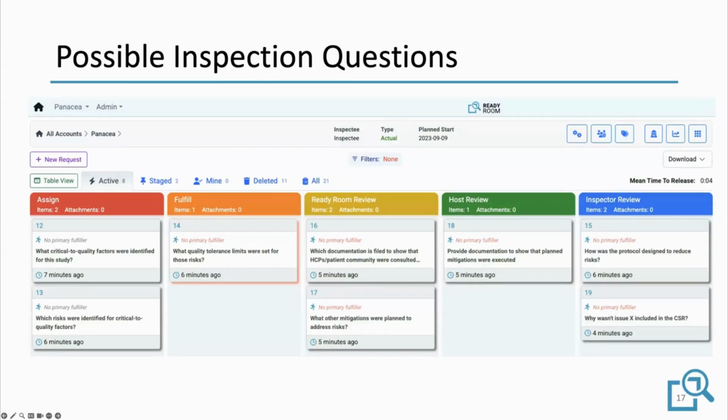Yeah, thank you, Denise. And apologies, this might be a little bit small on the slide here, but what this is showing in our Ready Room tool are the types of questions that inspectors might ask you as sponsors during an inspection around the quality by design topic. So you can see some here, in the red zone, what critical to quality factors were identified for this study. In the orange middle zone there, the yellow color, which documentation is filed to show that HCPs or patients community were consulted. Things like, why wasn't issue X included in the CSR? What other mitigations were planned to address the risks?